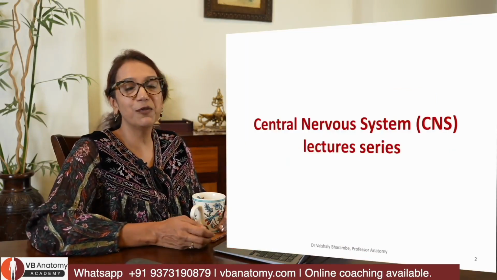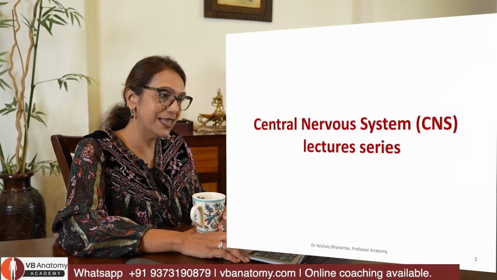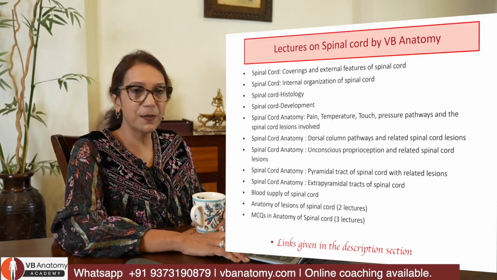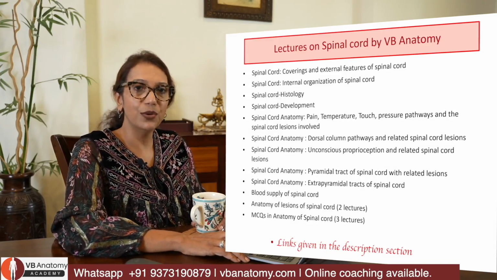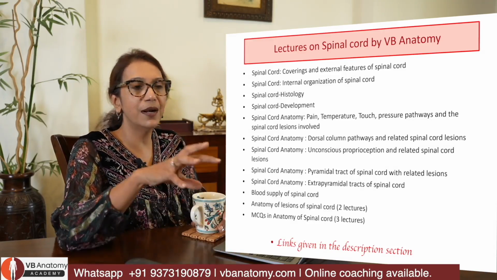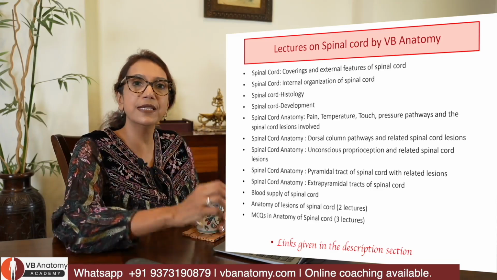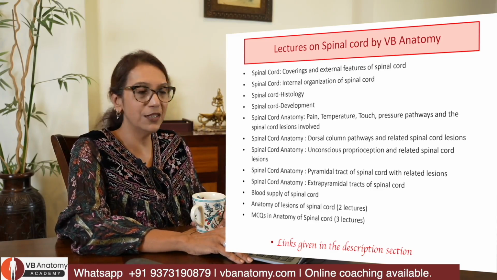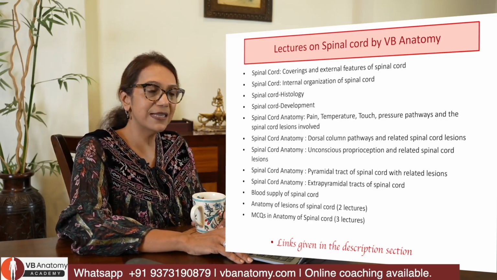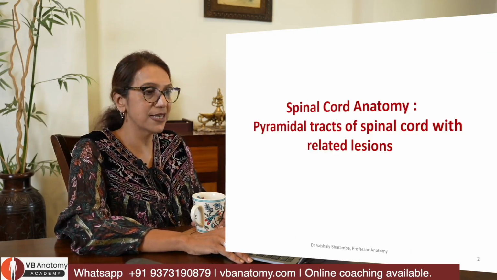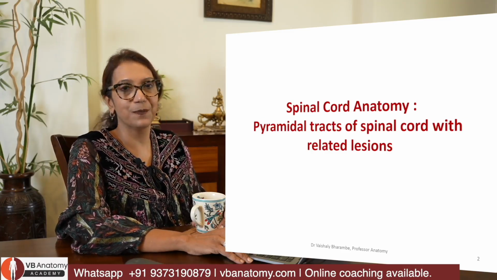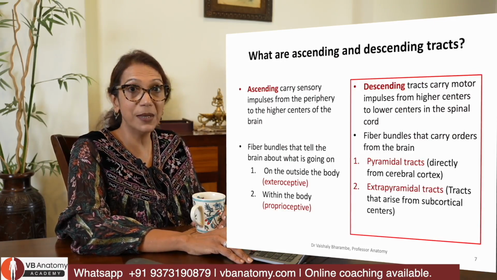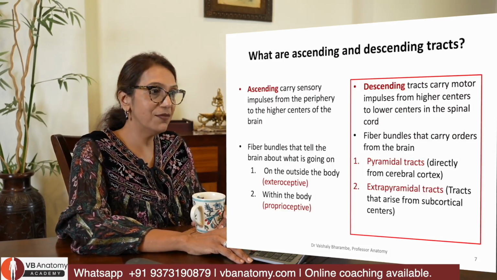This lecture is a part of my central nervous system's lecture series. In lecture 1 in spinal cord, we did the exterior of spinal cord. In lecture 2, we did a section of spinal cord, understanding the internal organization of spinal cord. Lecture 3 and 4 were about ascending tracts, and now lecture 5 and 6 is about descending tracts and spinal cord lesions. Okay, so let's dive in for the topic for today, which is pyramidal tracts, spinal cord 5, which is a descending tract.